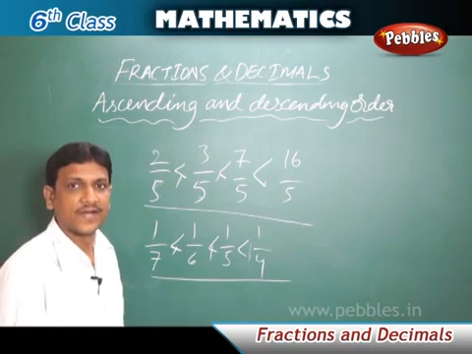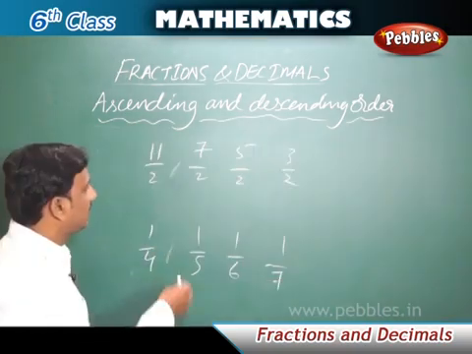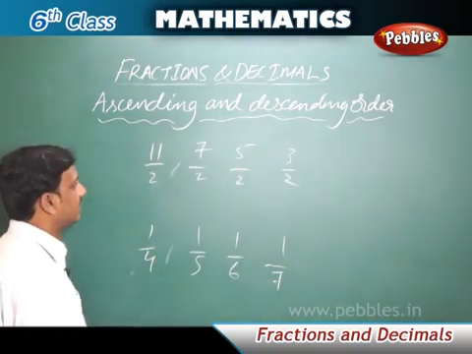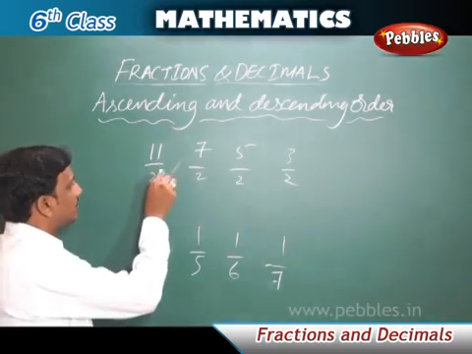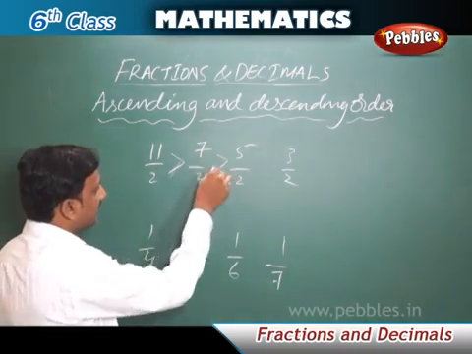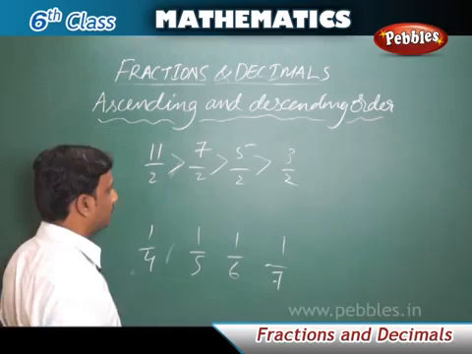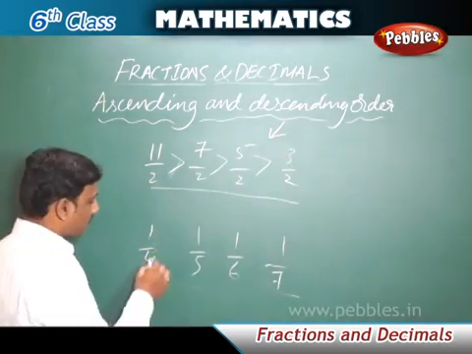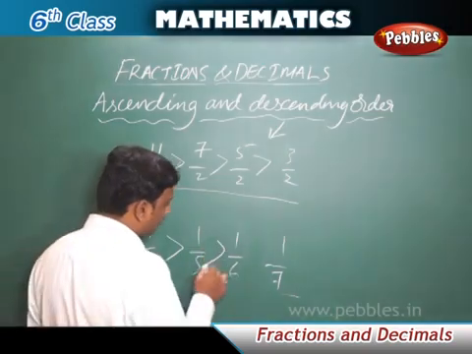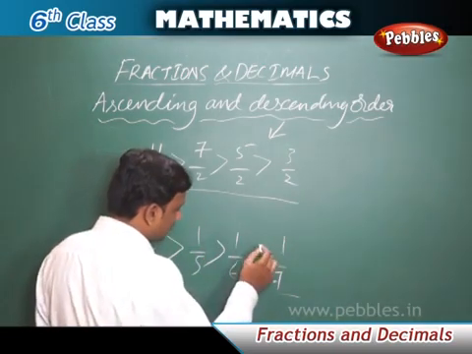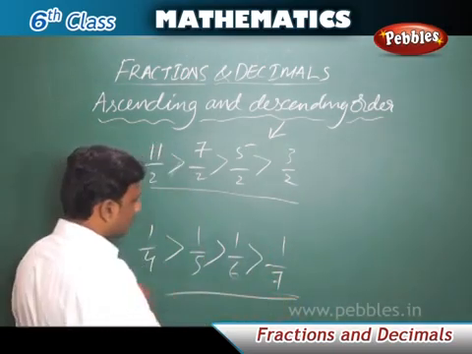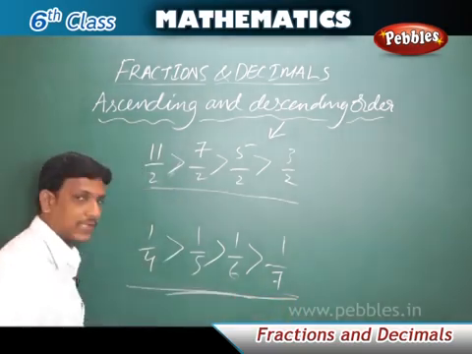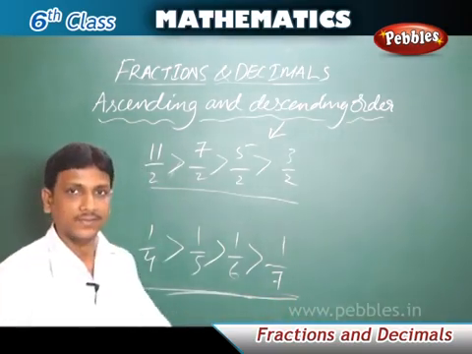Now let us see some fractions in descending order. Here are some fractions which are in descending order: 11/2 is greater than 7/2, which is greater than 5/2, which is greater than 3/2. So this is in descending order. In the same way, 1/4 is greater than 1/5, which is greater than 1/6, which is greater than 1/7. So these fractions are also in descending order.